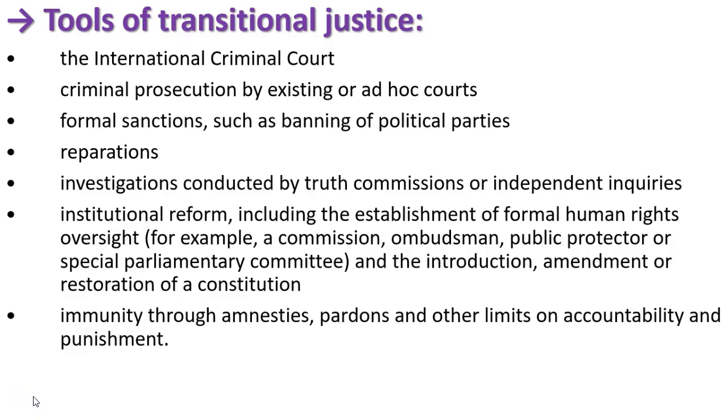So what can be used as tools of transitional justice? Countries can take people to the International Criminal Court. There could be criminal prosecutions by ad hoc courts or existing courts. There could be formal sanctions. Reparations could be made to people who might have lost loved ones or lost property. Investigations could be conducted by truth commissions. There could be institutional reform, like the establishment of formal human rights oversight, like a public protector, which was what happened in our case. There could be immunity provided, though, also through amnesties and pardons, and there could be other limits on accountability and punishment.